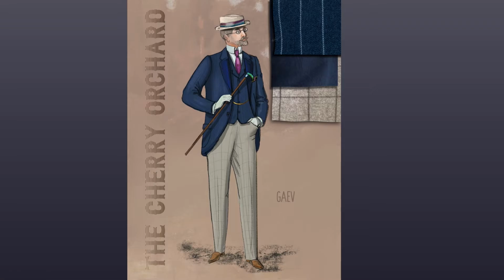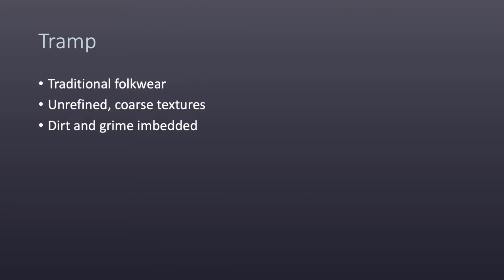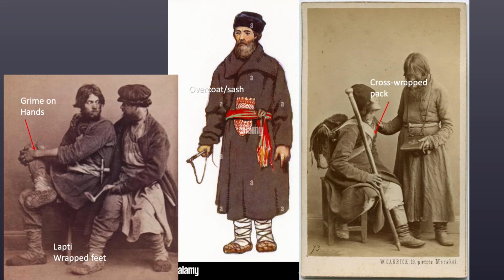Finally, now we have the biggest contrast, which is the tramp. I wanted to focus my research primarily on traditional folkwear. I wanted to show the unrefined and coarse textures that would contrast most strongly with the members of the family who are much more refined. And of course, dirt and grime embedded in the tramp as he comes to cross the property. That social contrast is really important to this scene.